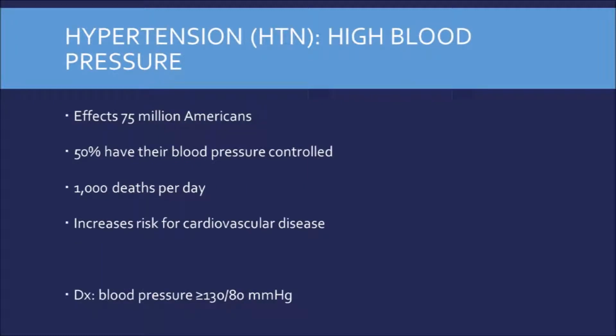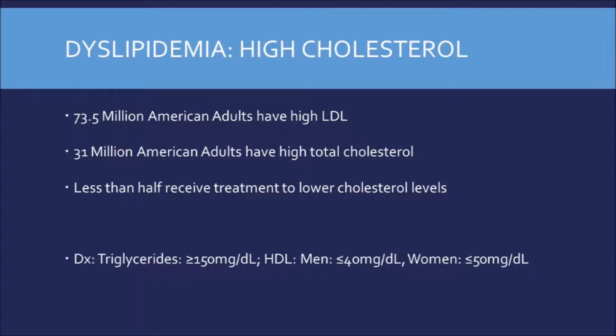Hypertension affects 75 million Americans, with only 50% having their blood pressure in control. Hypertension is attributed to 1,000 U.S. deaths a day, as it increases the risk of cardiovascular disease and subsequent complications. A diagnosis of hypertension is made with a blood pressure at or above 130/80 millimeters of mercury.